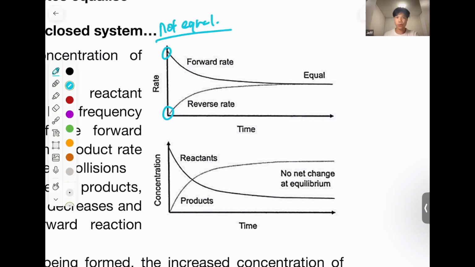In this case, the forward rate is higher than the reverse rate. And it's because, in this case, we have a fair amount of reactant and very little product. Lots of reactant means lots of reactant collision, meaning a high forward rate, whereas a low product concentration, in fact, a zero product concentration, means no product collisions and a zero reverse rate.